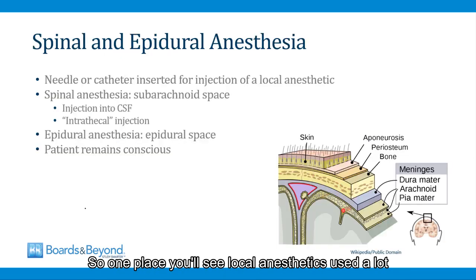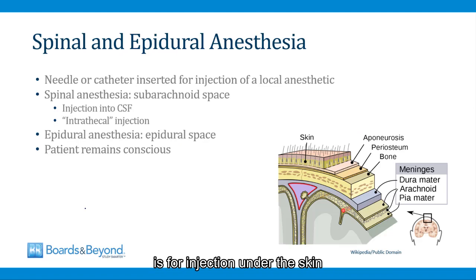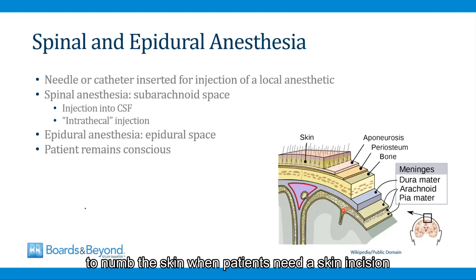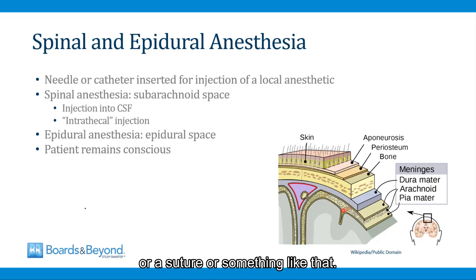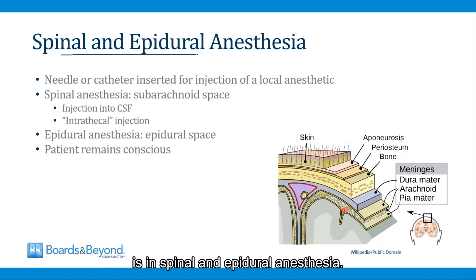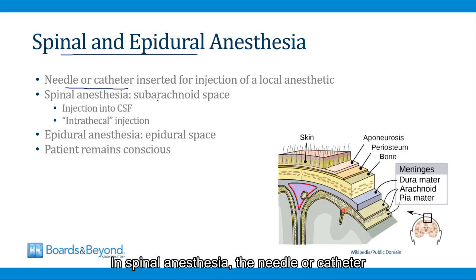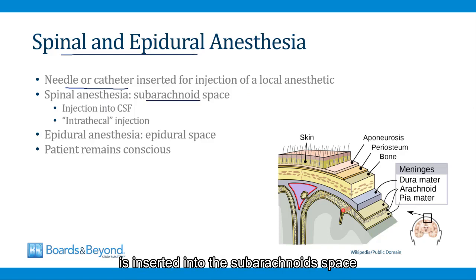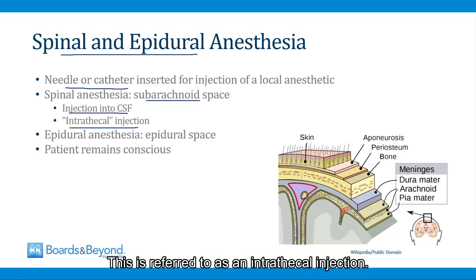So one place you'll see local anesthetics used a lot is for injection under the skin to numb the skin when patients need a skin incision or a suture or something like that. But another major use of local anesthetics is in spinal and epidural anesthesia. This is a type of anesthesia where a needle or catheter is inserted for injection of a local anesthetic. In spinal anesthesia, the needle or catheter is inserted into the subarachnoid space so that you inject a local anesthetic into the cerebrospinal fluid. This is referred to as an intrathecal injection.